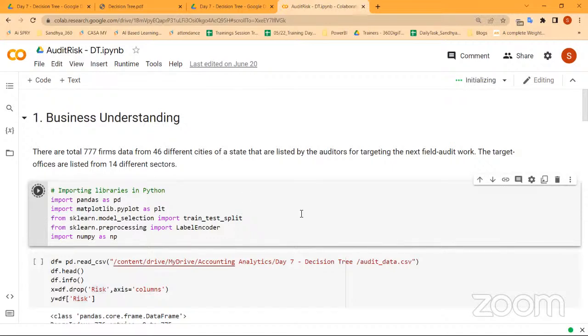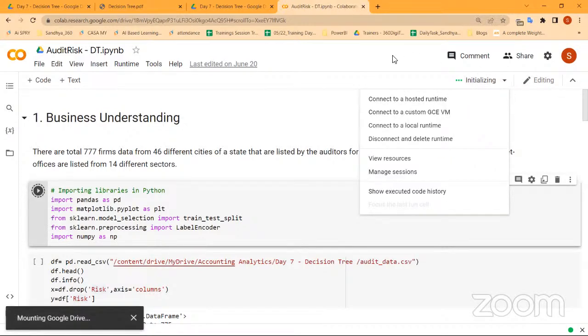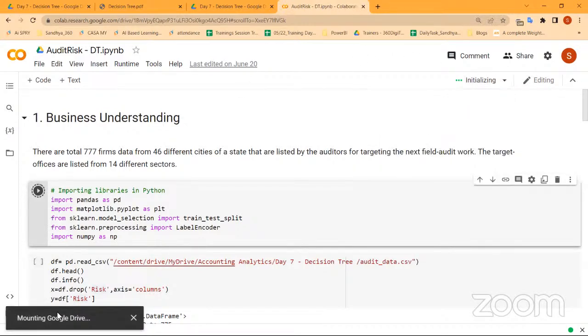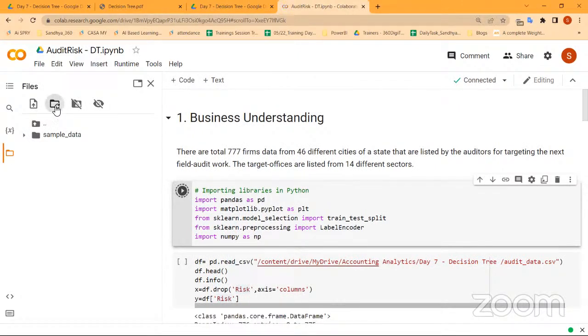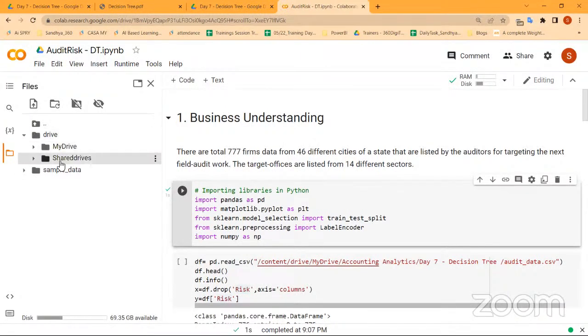Okay, so it's connecting, friends. It is initializing. The kernel is getting initialized. And also it is trying to mount the Google Drive. So you can click on the files and refresh and see if the Google Drive is mounted or not. So Google Drive is mounted and you can see all your shared drives as well as the My Drive, all the documents and all the folders you can see here.